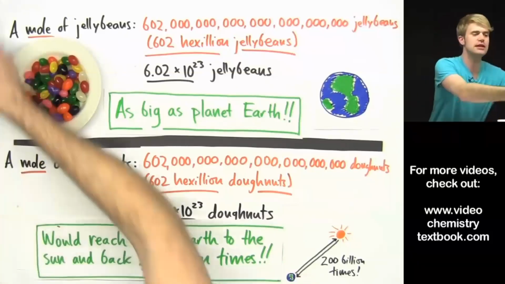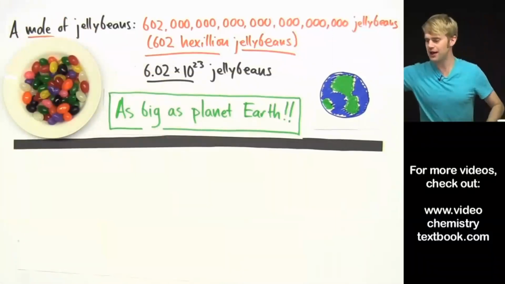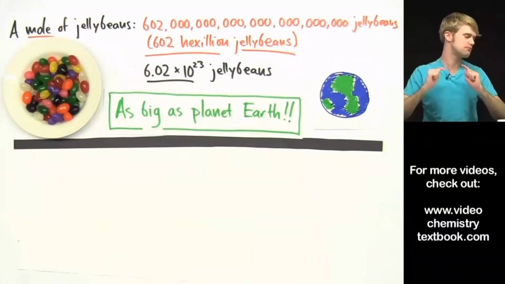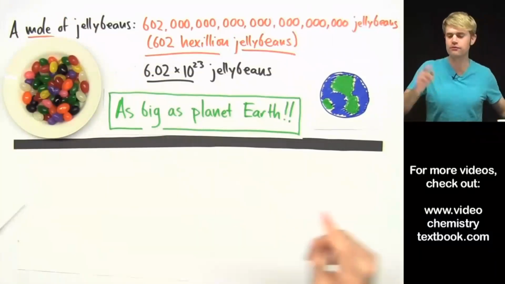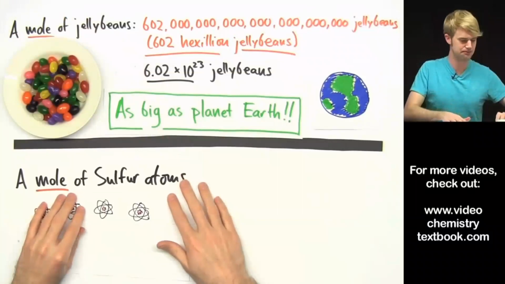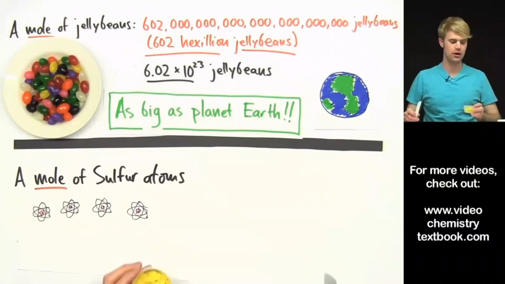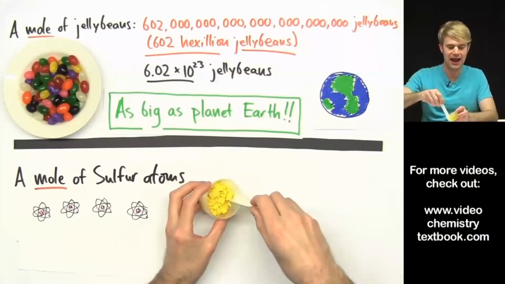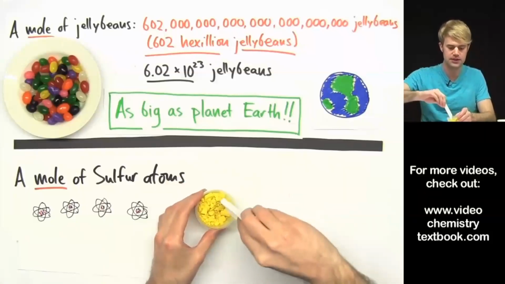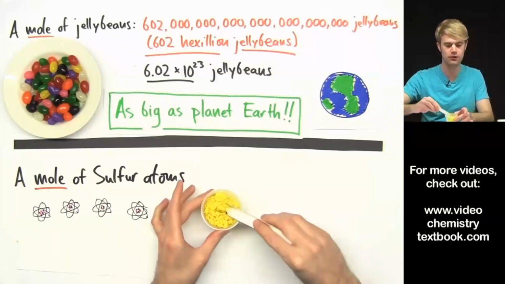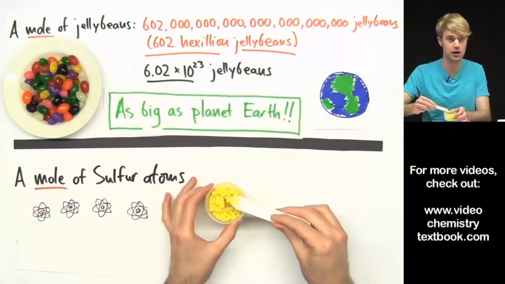But now here's the thing, this is really interesting. We're talking here about jelly beans and donuts, but a lot of times in chemistry, we're talking about things that are much smaller. We're talking about atoms. Now, a mole of jelly beans would be as big as the planet Earth, but a mole of atoms is much smaller. Here, in this container, I have just about 1 mole of sulfur atoms. This yellow powder, these yellow chips, are made entirely of sulfur atoms. And there are about 602 hexillion sulfur atoms in this little dish here.